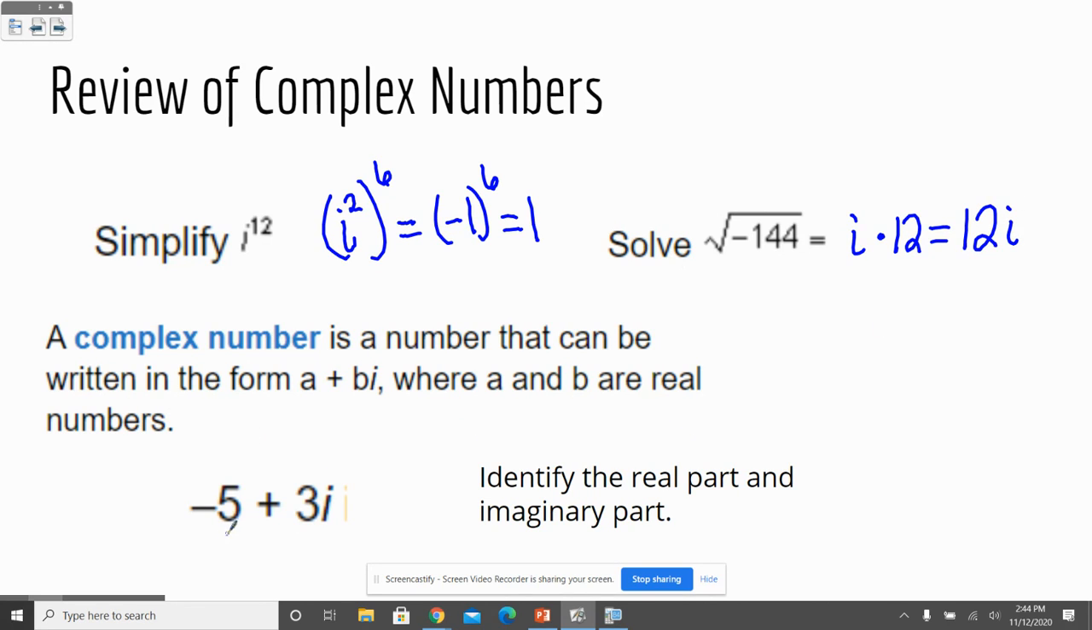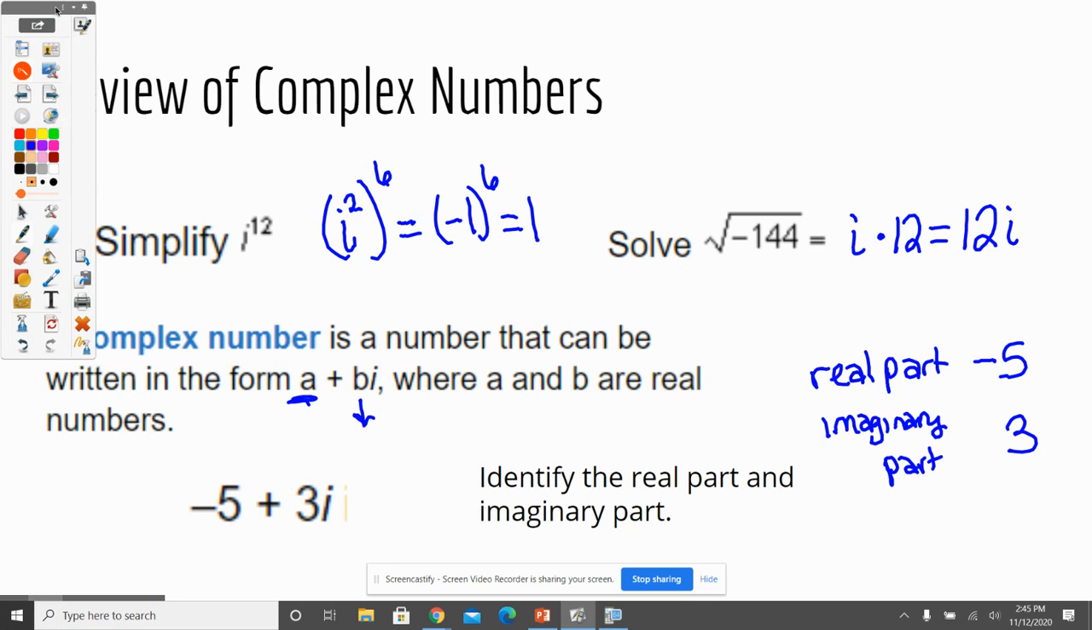And then if you remember, this is a complex number. It has a real part and an imaginary part. So the real part would be just the -5. And that's that A part that we're talking about. And B is the imaginary part. That's the part in front of the I, including the sign, and that would be 3.